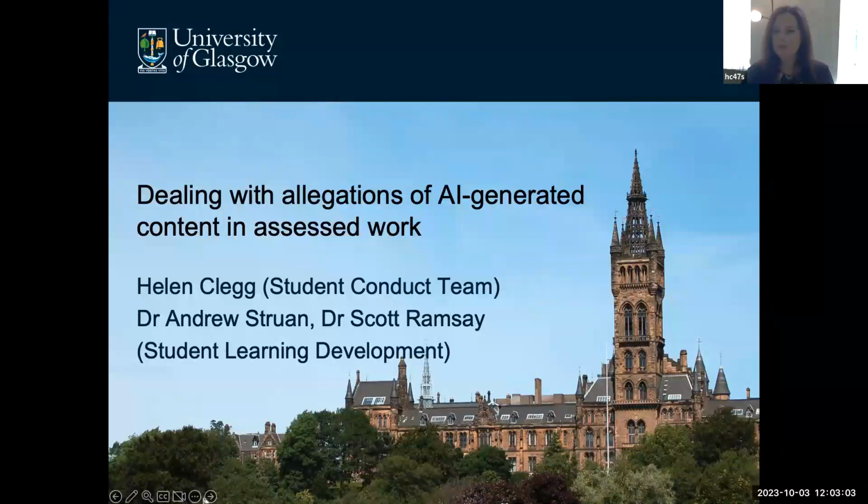So hello everyone, my name is Helen Clegg. I'm a Senior Academic Policy Manager in the Student Conduct team, and because of the topic of this, I thought it'd be useful to get my much more informed AI colleagues, Scott and Andrew, to come and help out, because although I can speak quite confidently about the conduct aspect, their knowledge of AI is far more substantial than mine. So if we can move on to the first slide, please, Andrew.